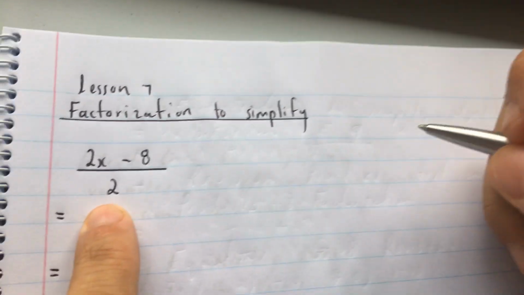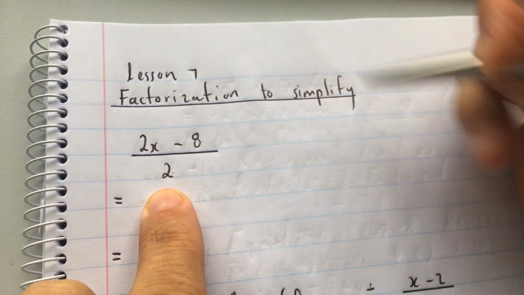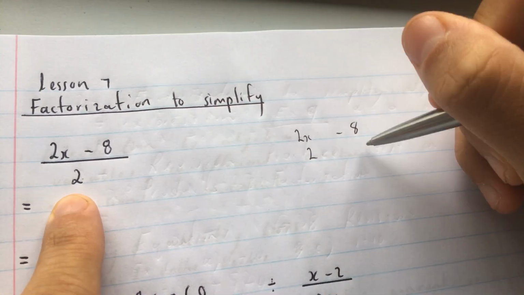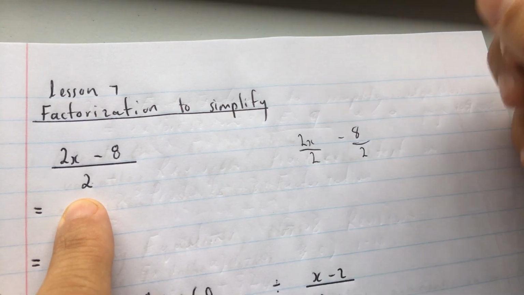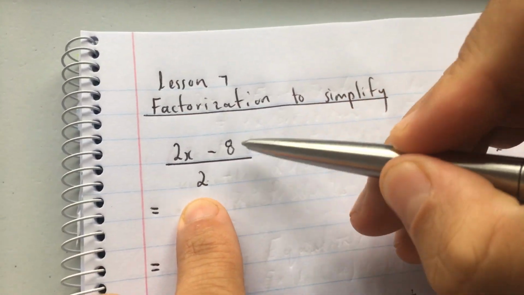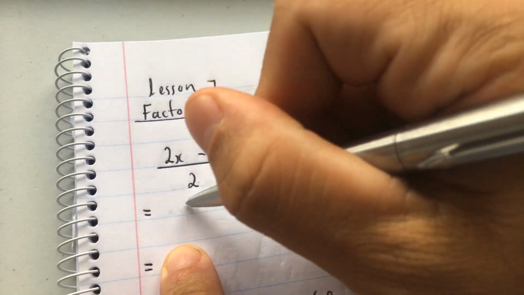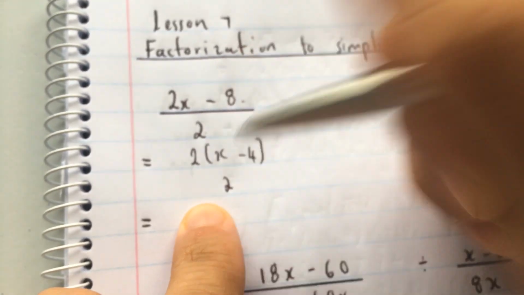In grade 8, you were taught that whenever I have this, I break the numerator over the denominator. So you were taught to do this: 2x over 2 minus 8 over 2. Now I'm not going to do it that way. I'm going to factorize this. So if I factorize this, what do I pull out? I pull out a common 2, with the 2x minus 4, and it's all over 2.